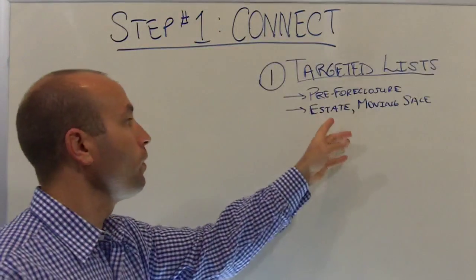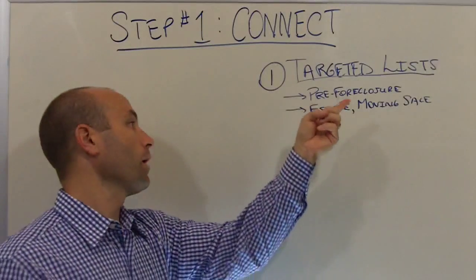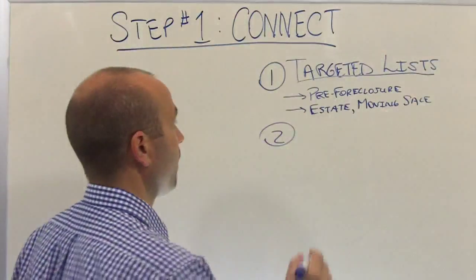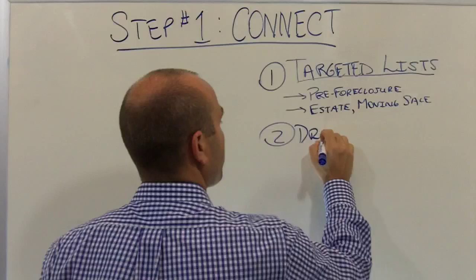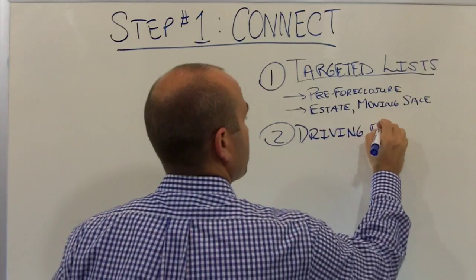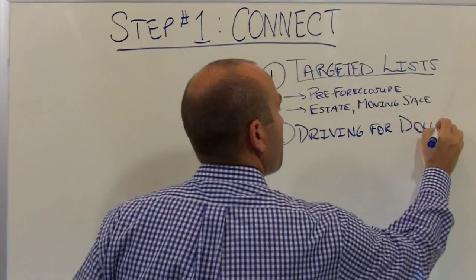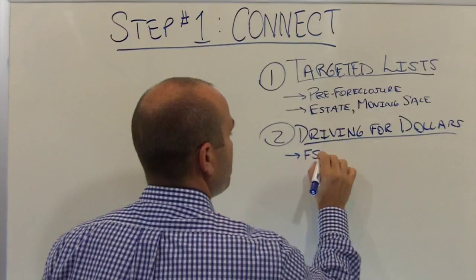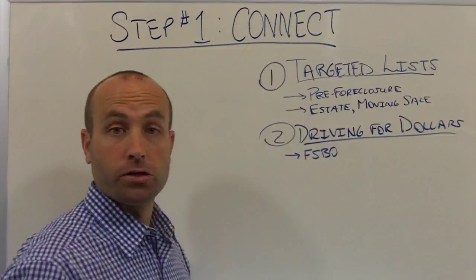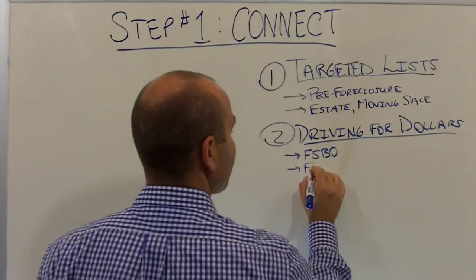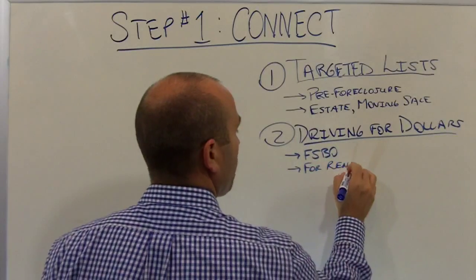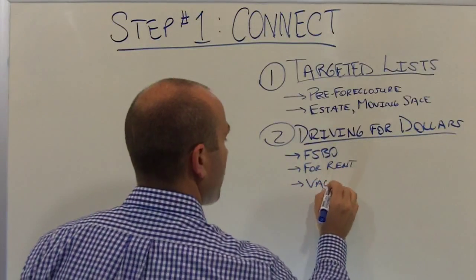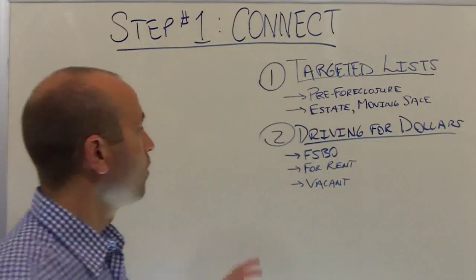But while you're on the way to drive to that estate sale, on the way to that pre-foreclosure, you may also want to look out for what I call driving for dollars. There are 3 specific types of these. This would be what we call FSBOs, or for sale by owner signs. This is where you would see a for rent sign. For rent signs are not quite as productive as for sale by owner signs. And the last one would be vacant houses. You may just drive past a vacant house. And so this is another place.